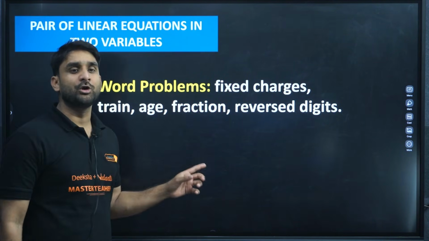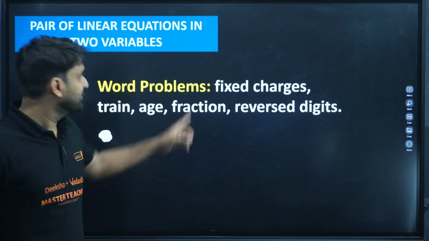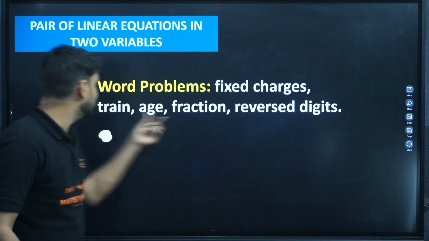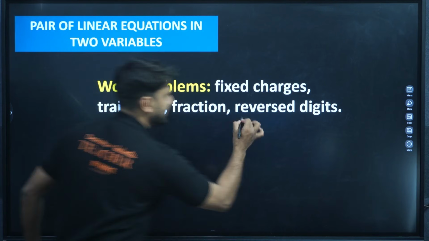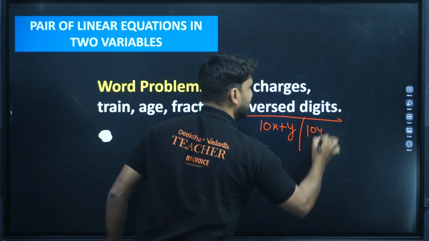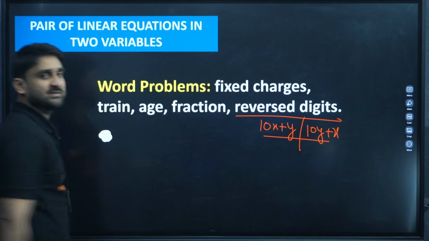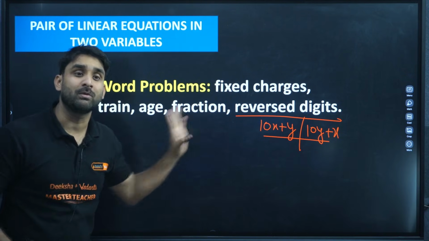Now moving to next, pair of linear equations. In pair of linear equations in two variables, there are huge chances to get word problems from these topics: fixed charges, train, age, fraction and reverse digit. You know reverse digit? The two-digit number is 10x plus y, and after reversing the digits, the number becomes 10y plus x. So huge chances are there to get a word problem from this chapter.